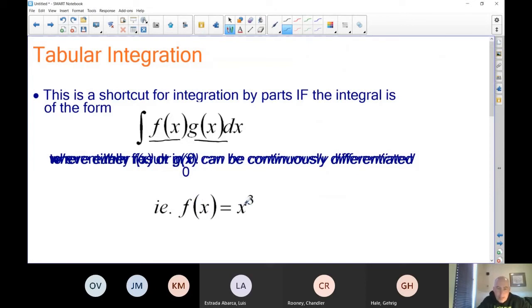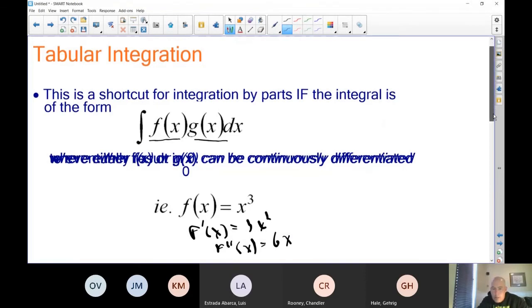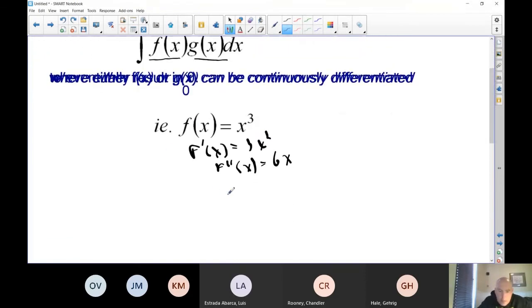So for example, if I had an x cubed in here, I could say, well, let me see what's going to happen here. F prime of x is going to be 3x squared. I took the derivative of that, I'm going to get 6x. I kept going. The third derivative, I would just get a 6. And then eventually, if I took the fourth derivative, you would hit 0.